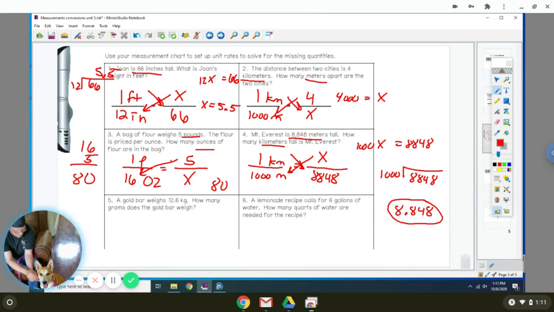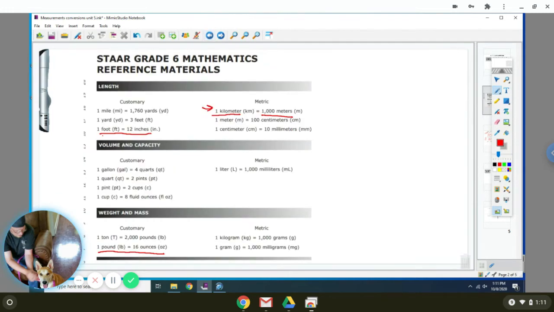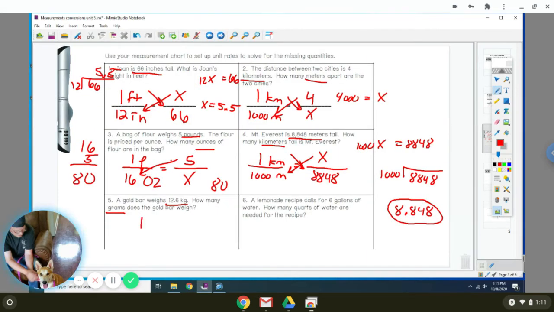All right, 5. A gold bar weighs 12.6 kilograms. How many grams does the bar weigh? So we're going to change kilograms to grams. So we're going to find our kilograms to grams. So it says 1 kilogram is 1,000 grams. So that's the first thing you're going to write. You're going to write 1 kilogram is 1,000 grams.